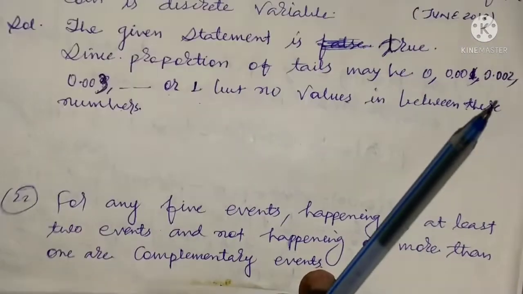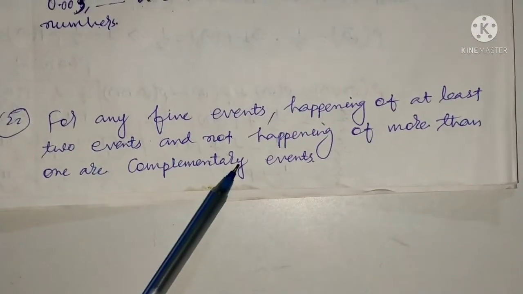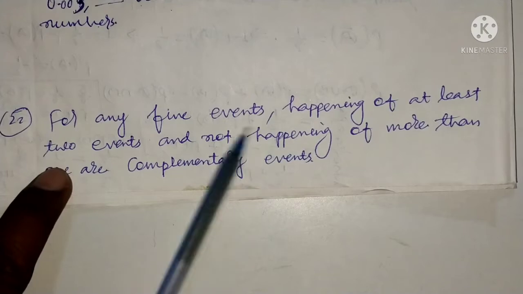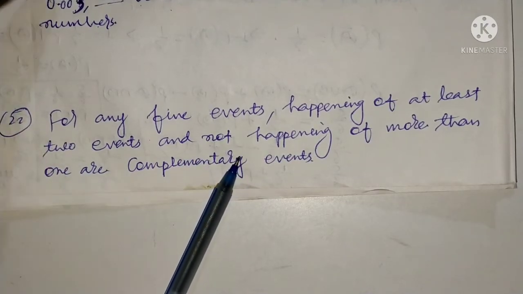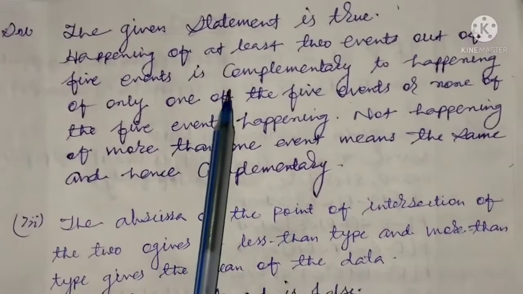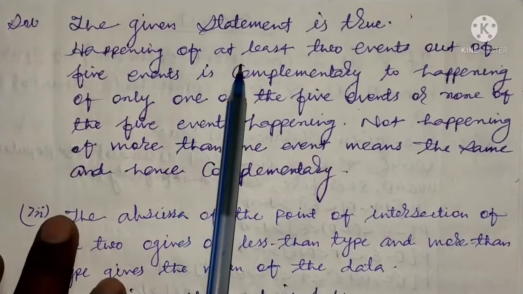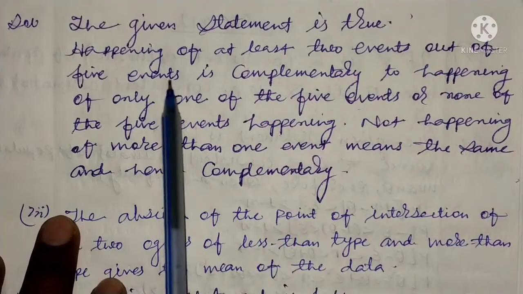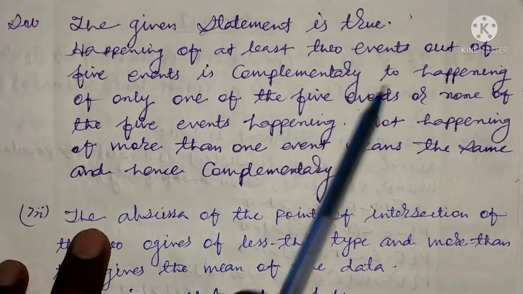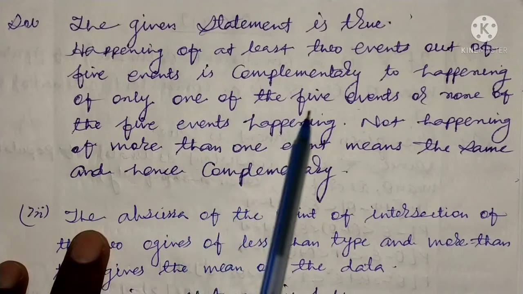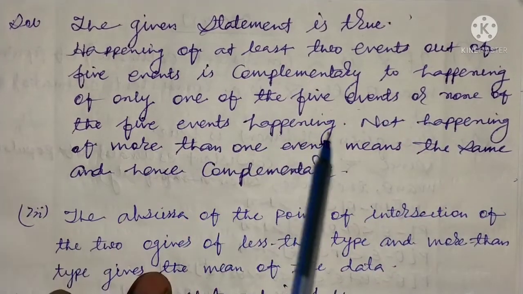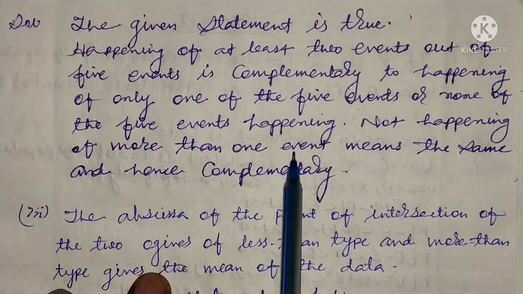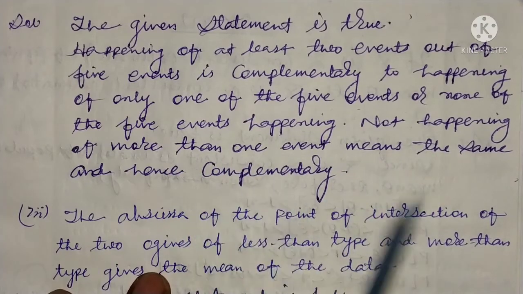After this, the second: for any 5 events, happening of at least 2 events and not happening of more than 1 are complementary events. So we will say the given statement is true. Happening of at least 2 events out of 5 events is complementary to happening of only one of the 5 events or none of the 5 events happening. Not happening of more than one event means the same, and hence complementary.